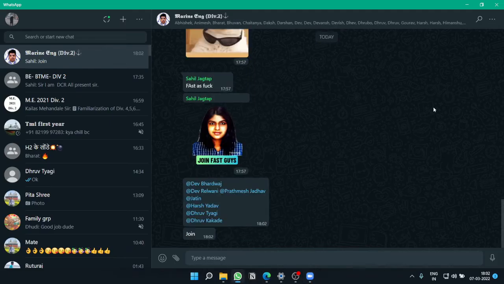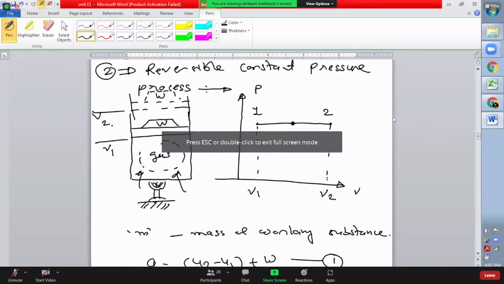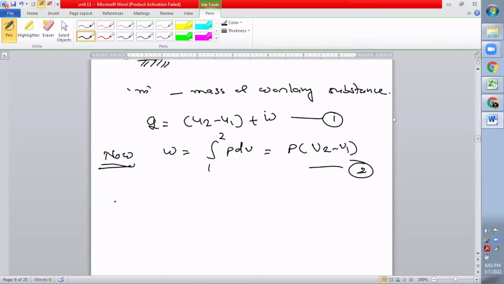Because of this reason, we can say that when the process takes place from point number 1 to point number 2, we are able to maintain the pressure constant. That is P1 is equal to P2. That means there can be a change in the volume from V1 to V2, but the pressure at point 1 and the pressure at point 2 will be the same. Getting? Yes, sir. So work done is equal to P dV, that is P(V2 minus V1).